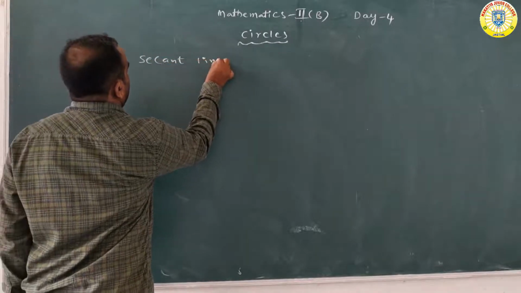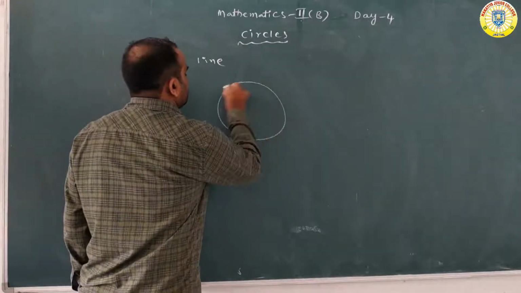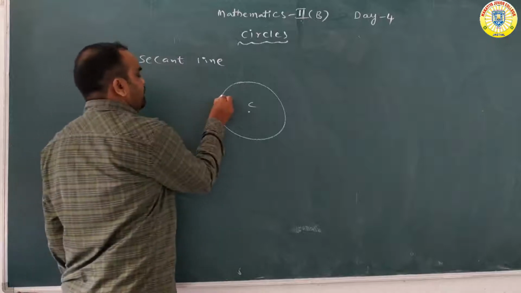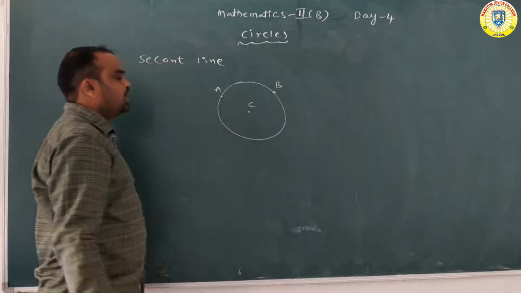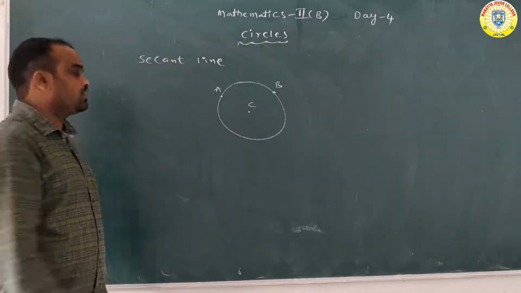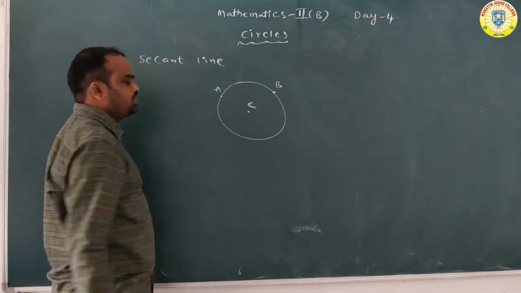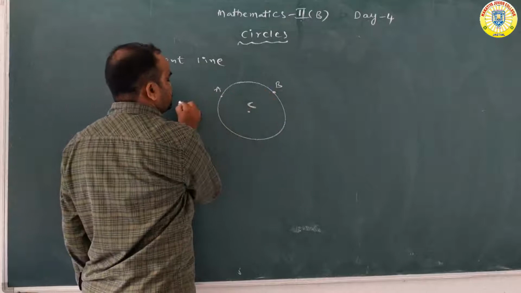Secant line. See here, there is one circle. This is the center, which is always denoted by C. Here we are taking two points on the circle. A, B are the two points on the circle.